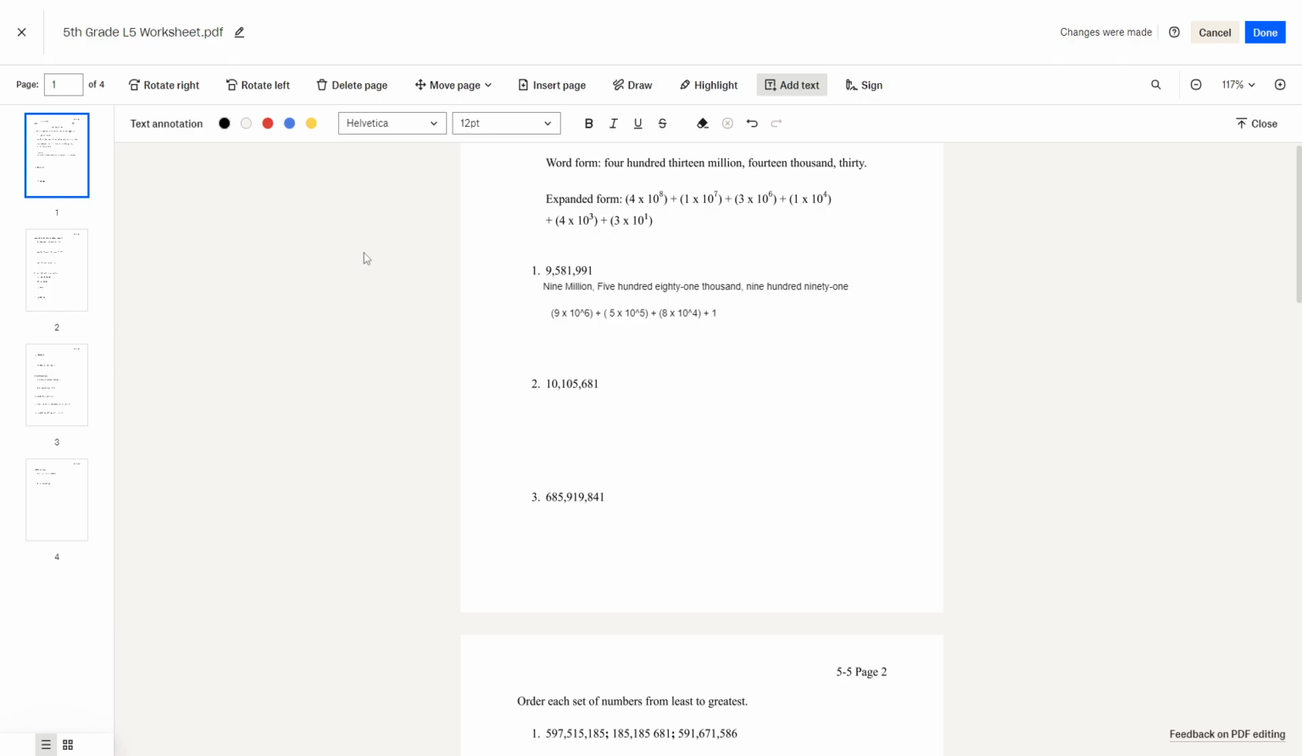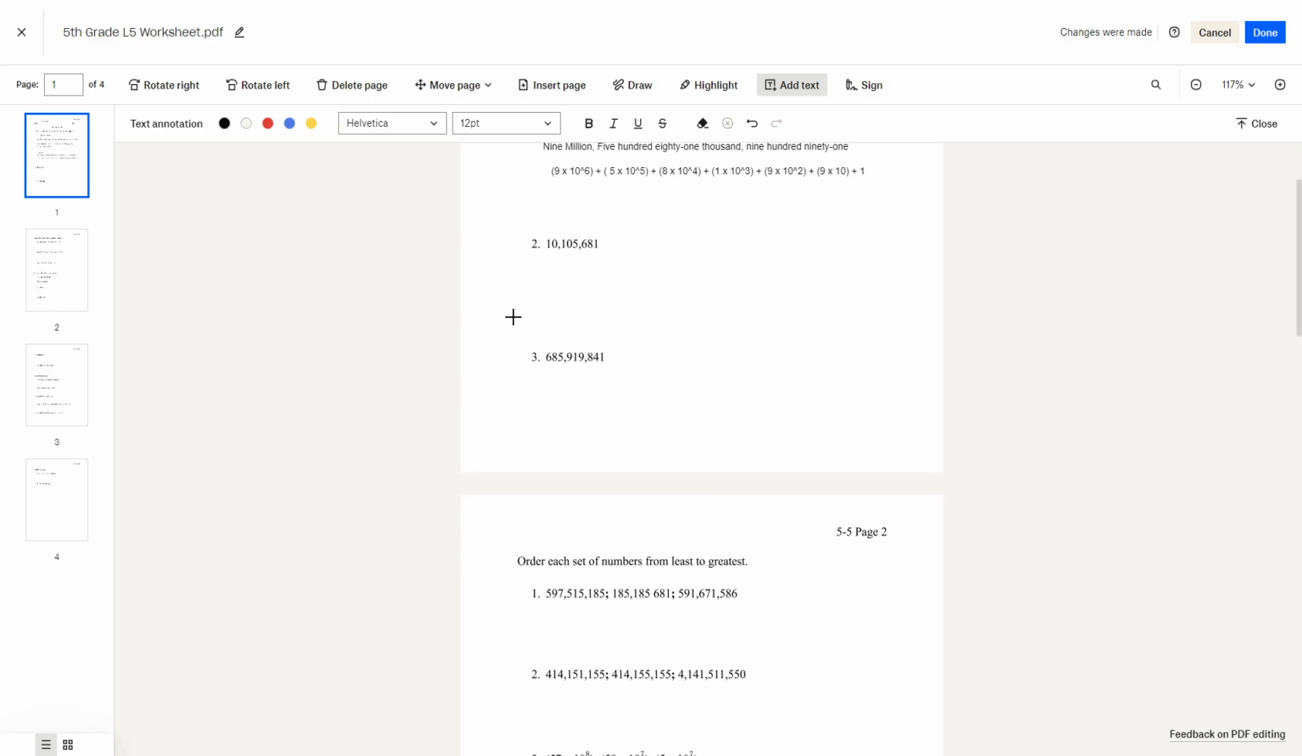plus 1 times 10 to the 3rd power, plus, I forgot to close my parenthesis here, going back, plus 9 times 10 to the 2nd power, plus 9 times 10 plus 1 should be your final answer there. Question number 2, read out the problem out loud.